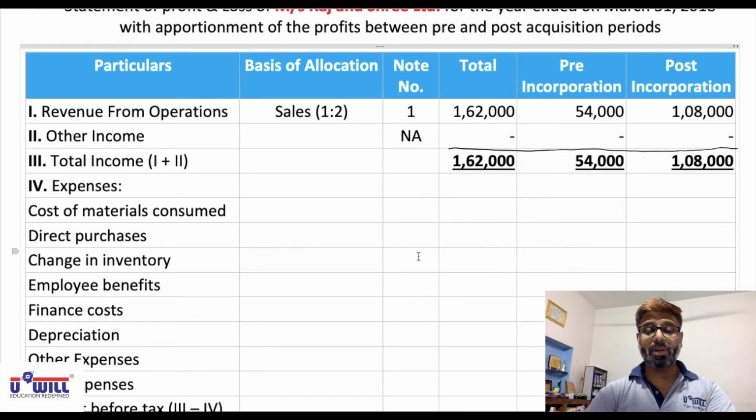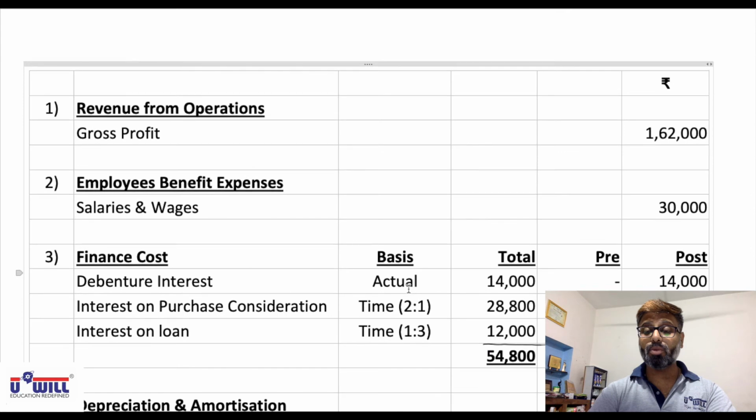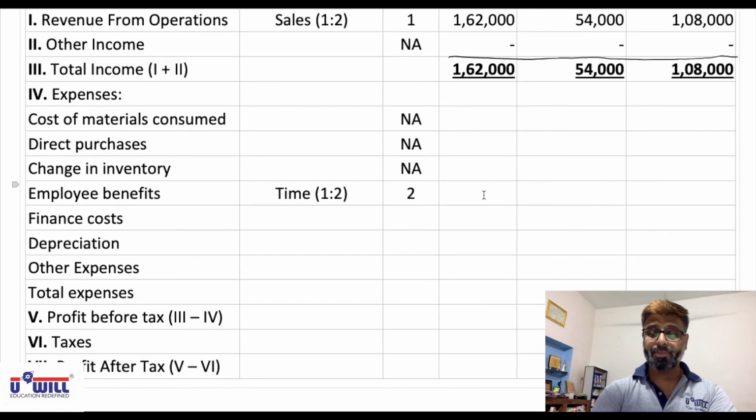Then cost of materials consumed not available, direct purchases not available, change in inventory is not available. Employees benefit will go on time basis, 1:2. Note number 2, 30,000 you all can see is the amount. 30,000 into 1 by 3 is 10,000, and 30,000 into 2 by 3 is 20,000.